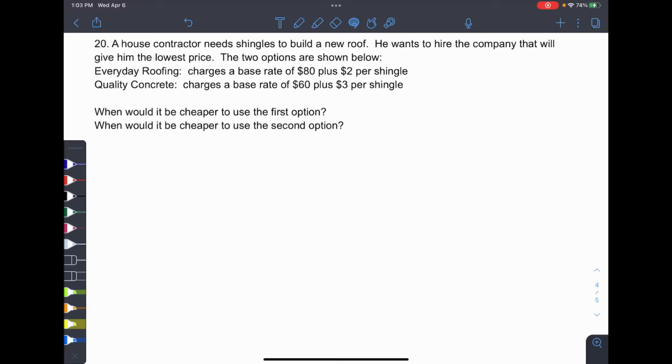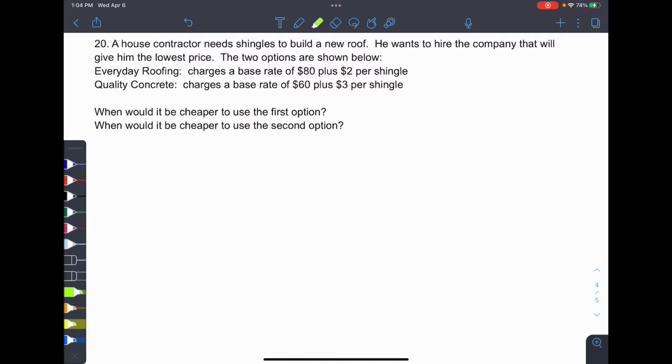Okay, here we have a word problem. Remember, with any word problem, what we want to do is read the question carefully and highlight any of the important information. So let's read it. I'll just read it out loud.